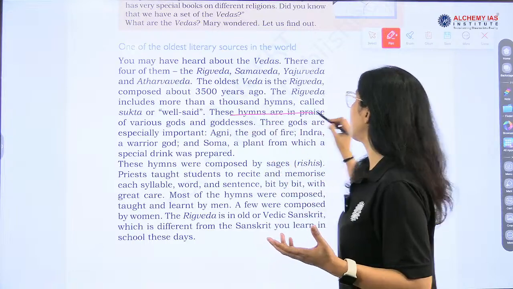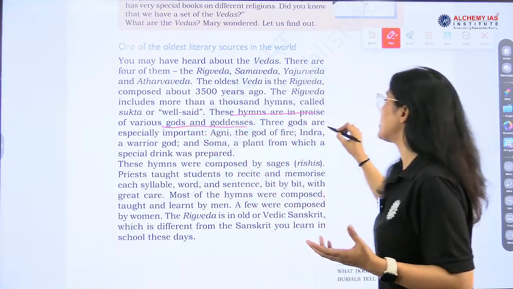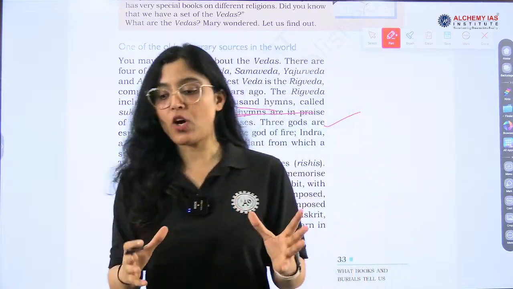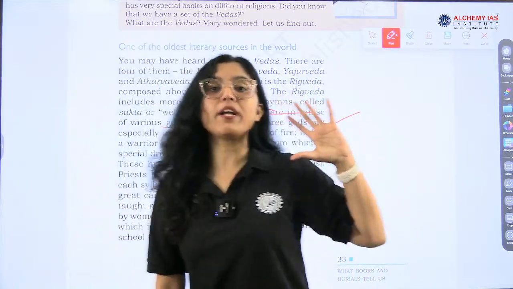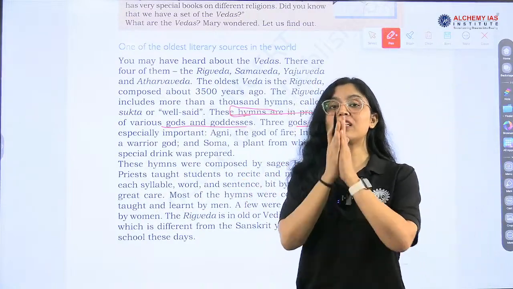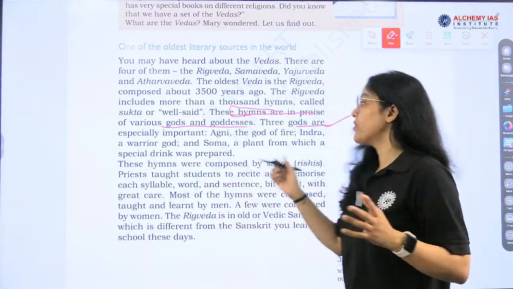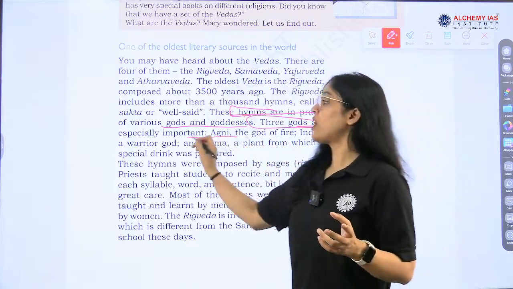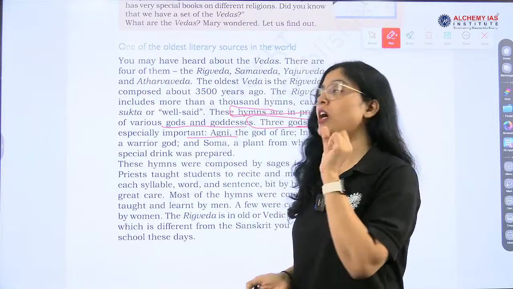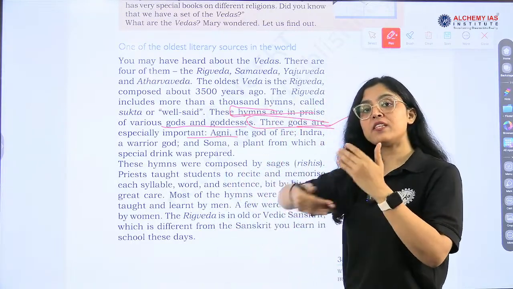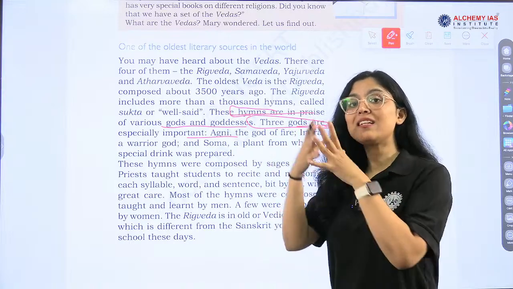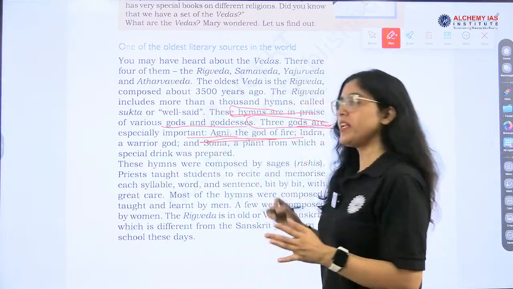These hymns are in praise of various gods and goddesses, so we'll get to know about the gods and goddesses also. In the Rig Veda, it is clearly telling us that there were 3 gods which are specially important. And how do we know about that? Because many times we have seen repetitions of the names of these gods. That is why we are saying that these 3 gods were very important.